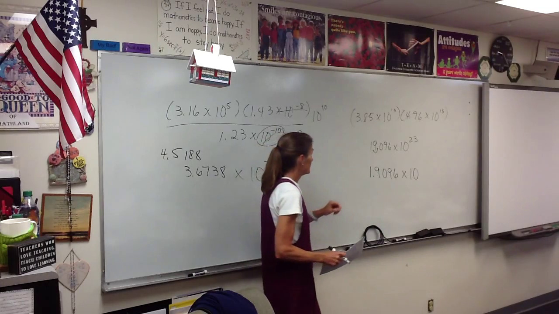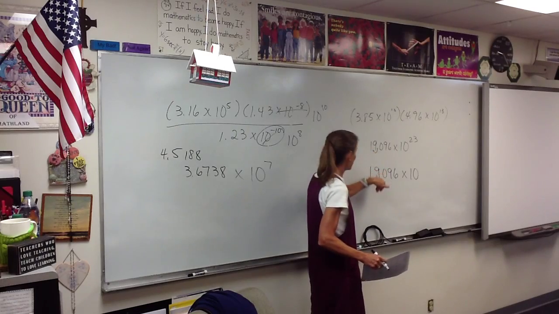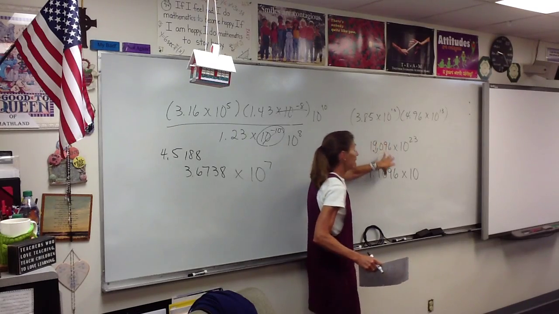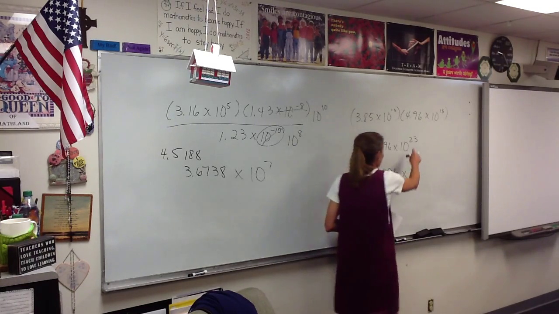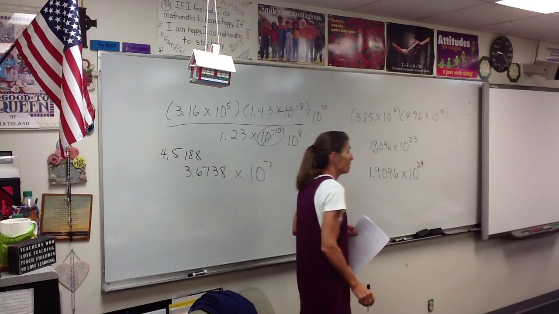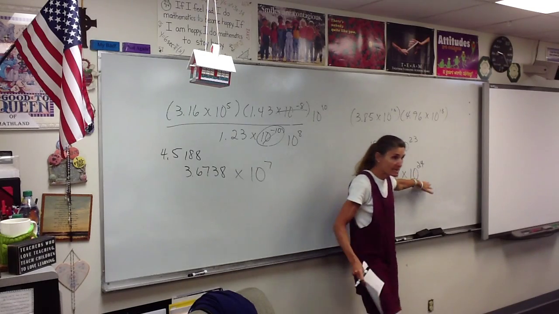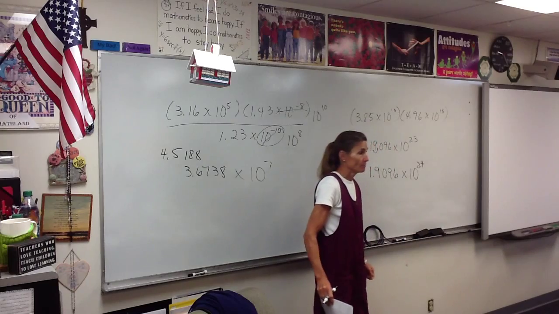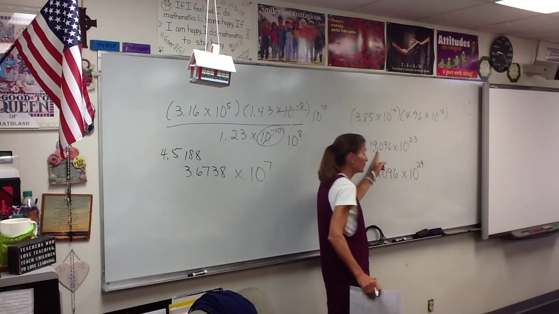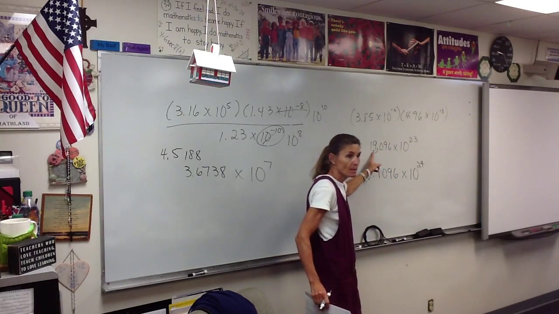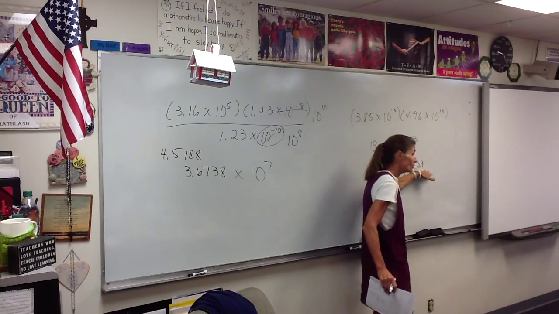Now, I changed this number from a 19 to a 1.9. So I made this number smaller. That means that my exponent has to get bigger to keep it balanced. If you're going to make this half smaller, then this half has to get bigger. I only took it up one place because I only moved the decimal one place. If I'd had to move the decimal 2 places, then this would have gone up by 2.